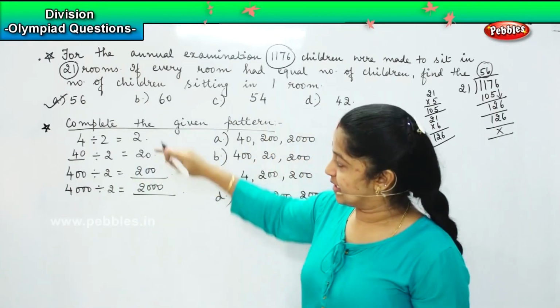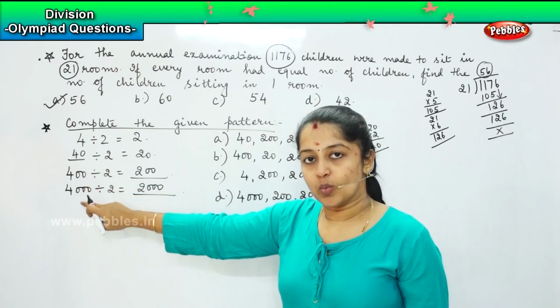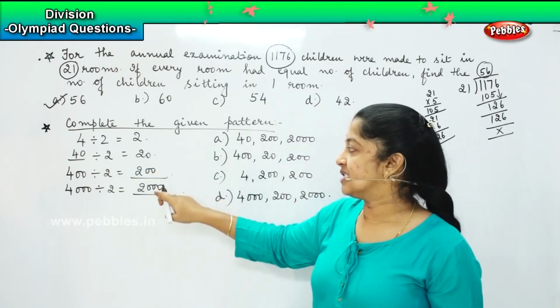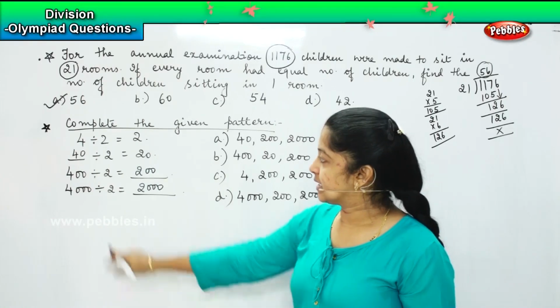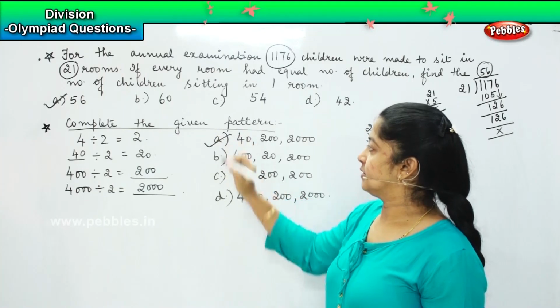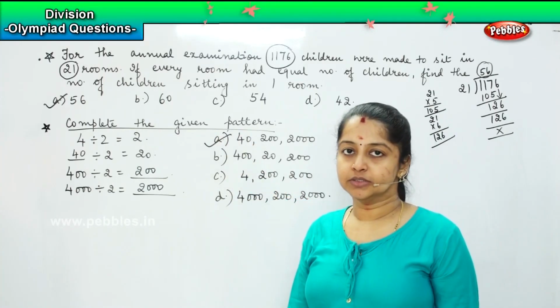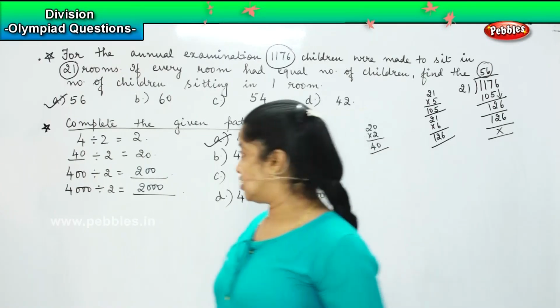Okay. So if you see here, the 2 remains the same. The number of zeros that is adding in the ones and tens column, that many zeros are adding towards my end of the answer. Okay. So the answer is 40, 200 and 2000. That is option A. Clear? Shall we do one more question of this pattern? Okay. So here is your next question.